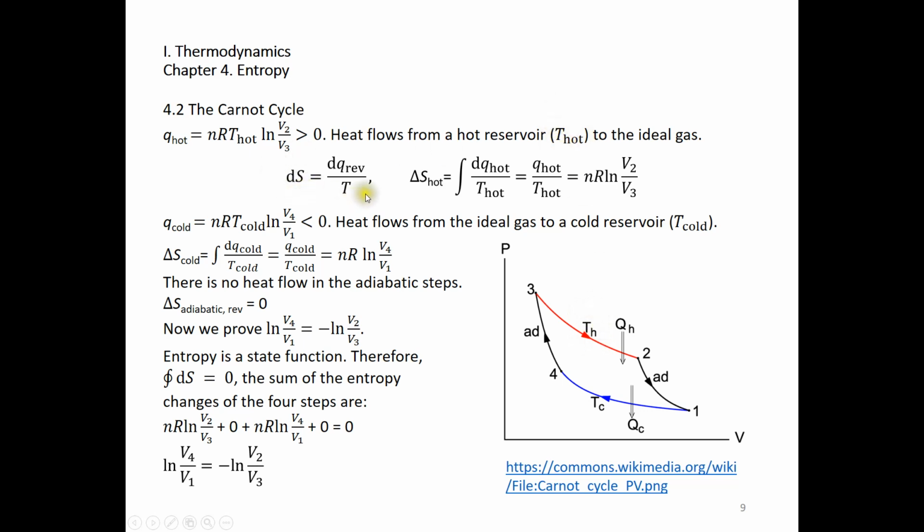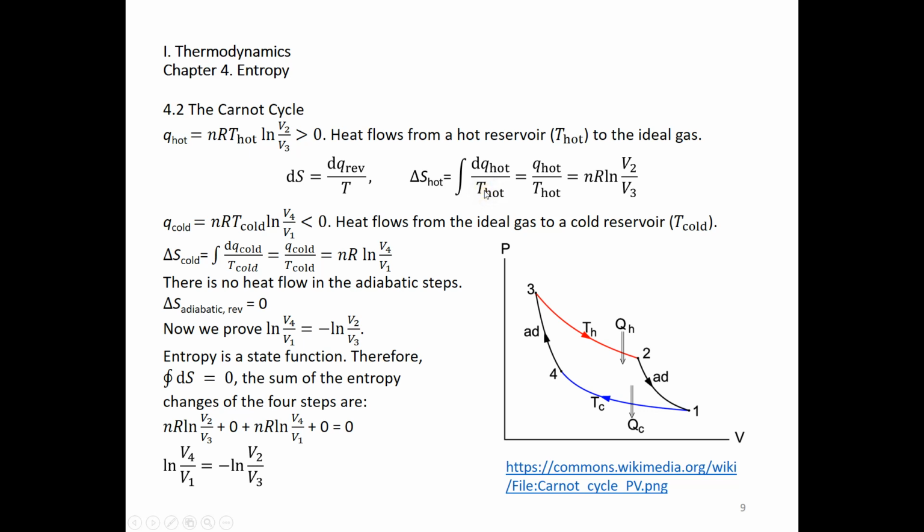And now we have this expression of entropy. This is the definition of entropy in thermodynamics. It's an indirect definition. We define the differential of entropy. It's dq reversible over T. So we have dq reversible coming from this, and then we have temperature over here. So delta S hot at this temperature is the integral of dq hot over T hot.